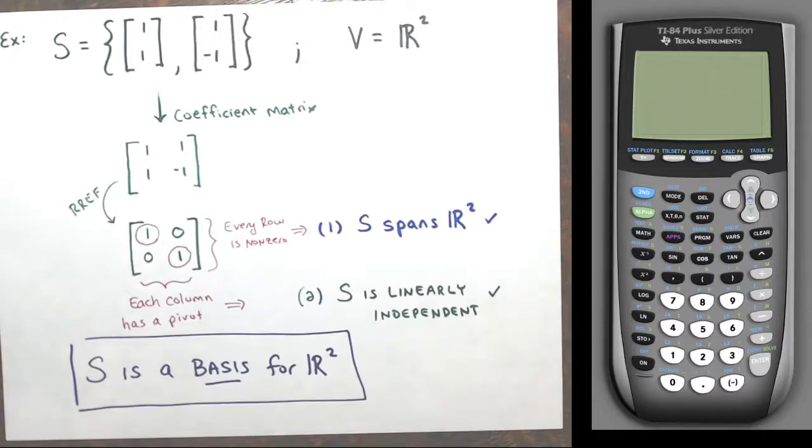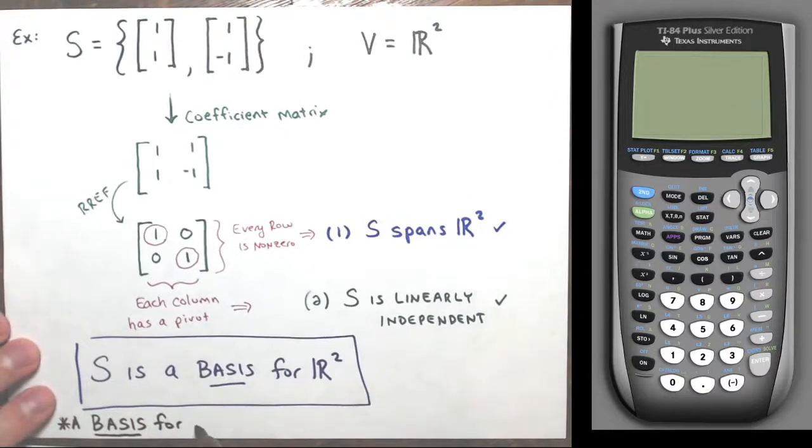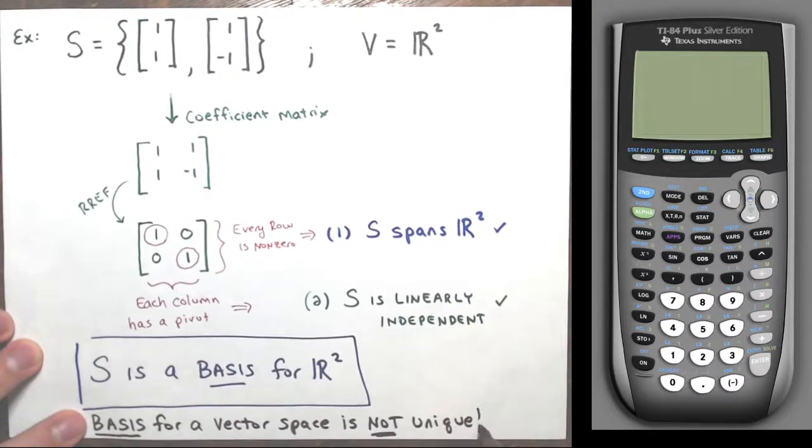One thing to point out from these first two examples is that a basis for a vector space is not unique. There's not just one of them. It is not unique. That's something nice to point out. Another thing to point out, and I'll make a note of this after the next example, maybe a couple more.